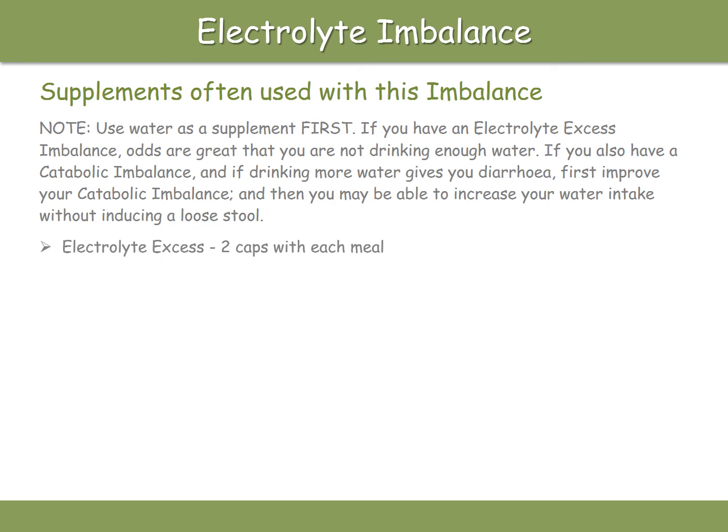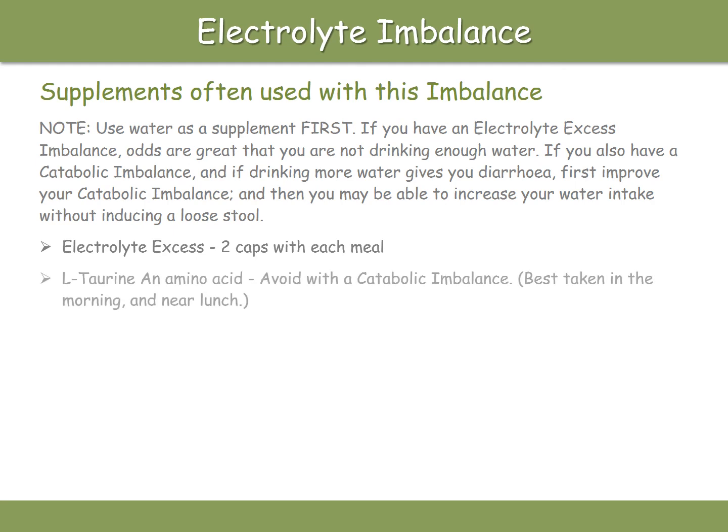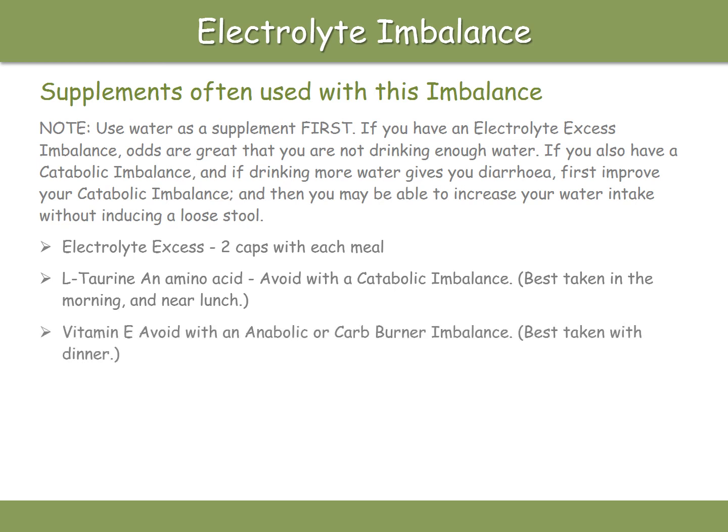Then we have electrolyte excess. We had electrolyte deficiency on the other one. This is electrolyte excess, an Empirical Labs product designed specifically to help the body relieve this issue and move forward. L-taurine, an amino acid. Most of you are aware of taurine, but avoid it with a catabolic imbalance. Vitamin E, avoid with an anabolic or carb burner imbalance.